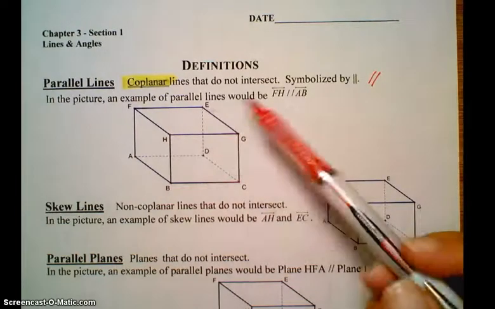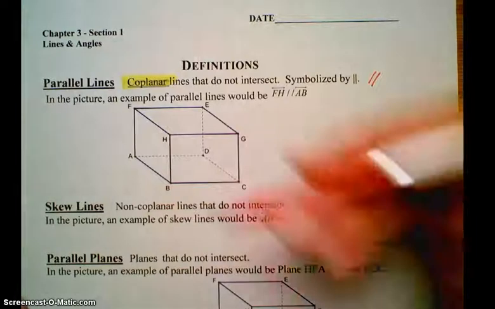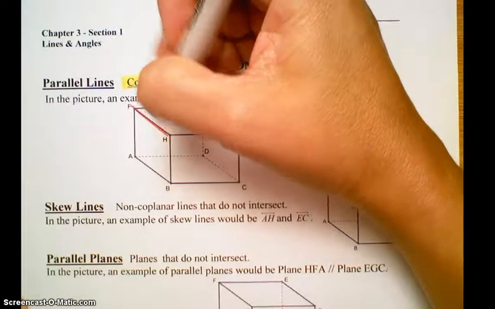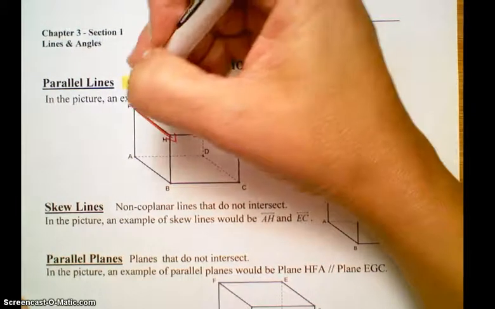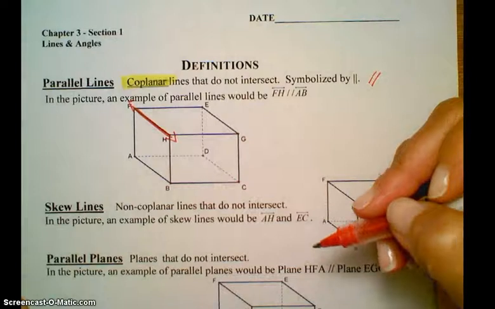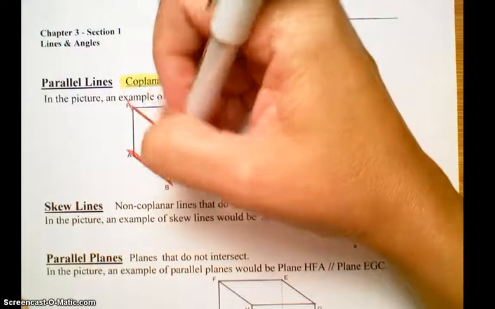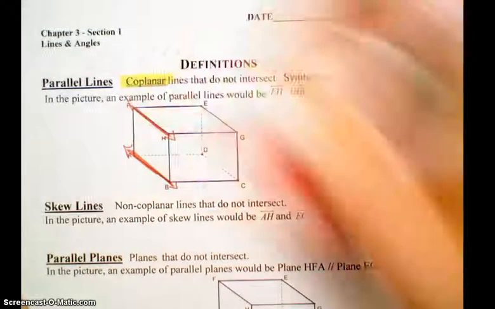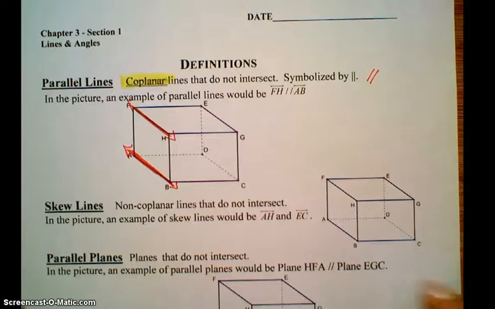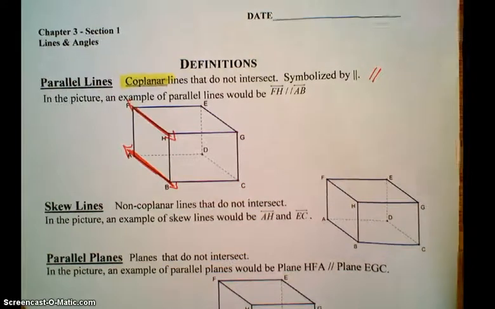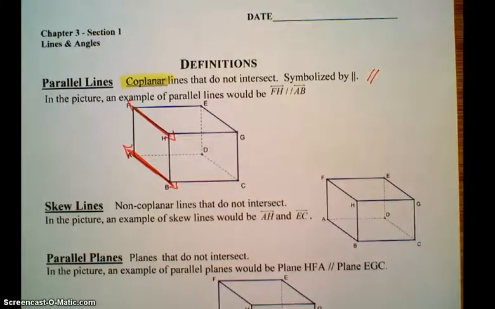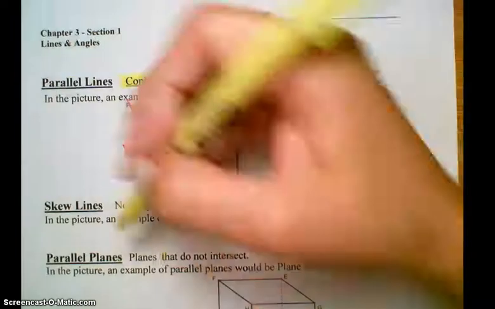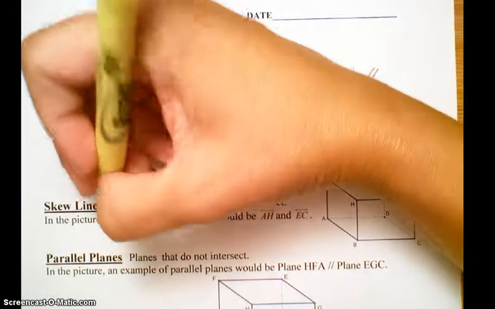So the first picture of parallel lines would be line FH, and I'm going to go ahead and highlight that in red, would be parallel to line AB, which would be down here. Okay, so two lines that will never intersect. Skew lines are non-coplanar lines that do not intersect. Again, the important part being that they are non-coplanar.